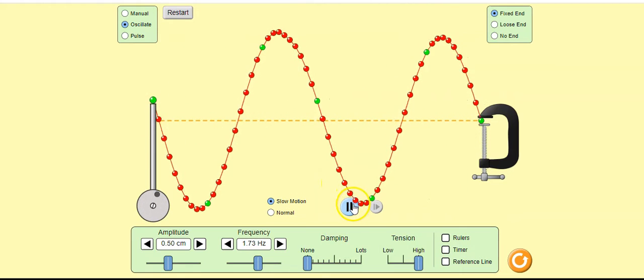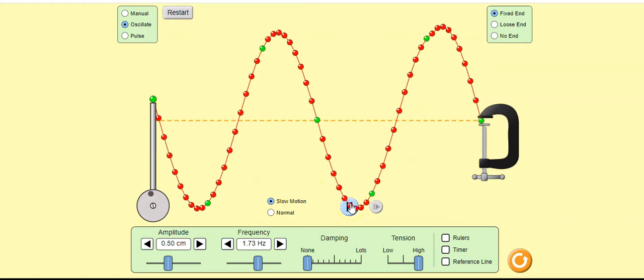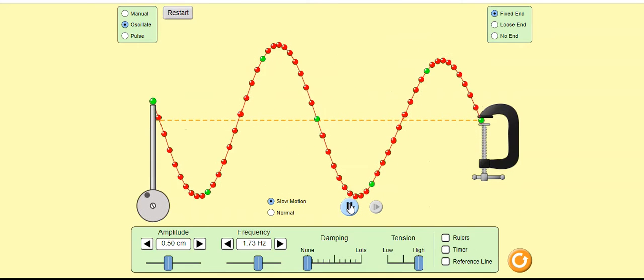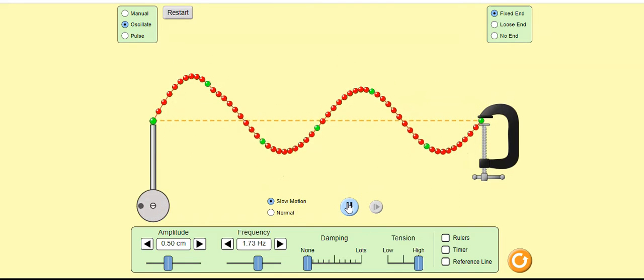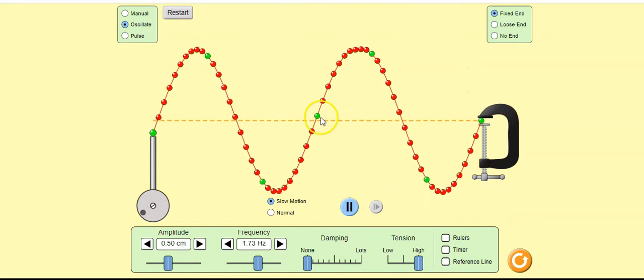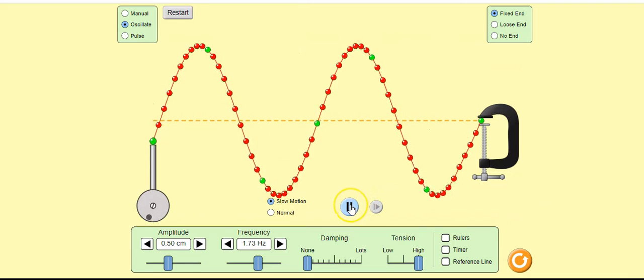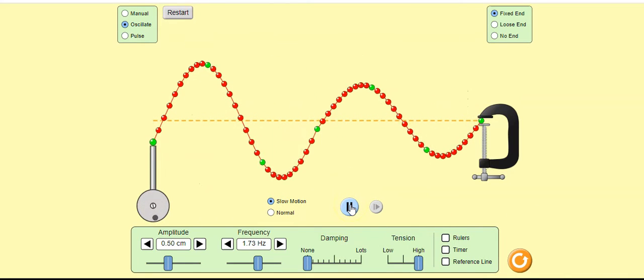But you can see that the standing wave is vibrating up and down, up and down, but not side to side. The points on the line stay on the line. Alright, that was excellent. Let's move on.